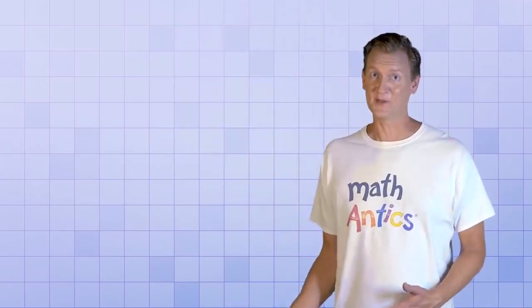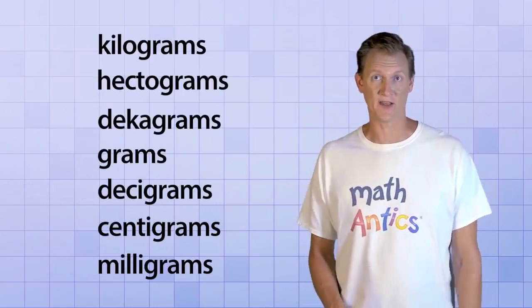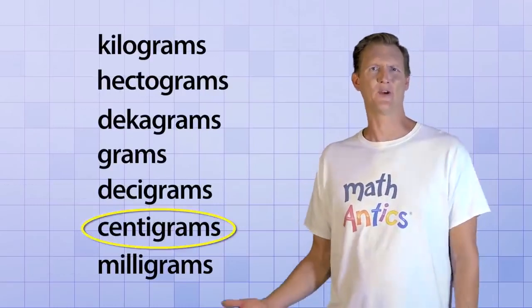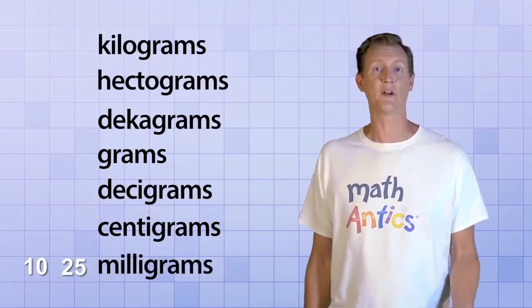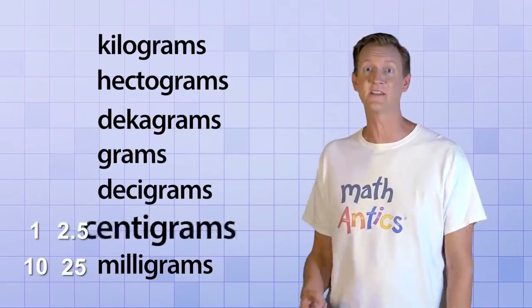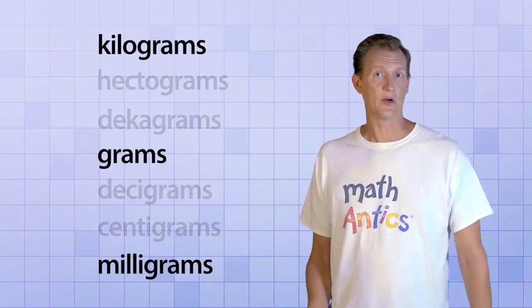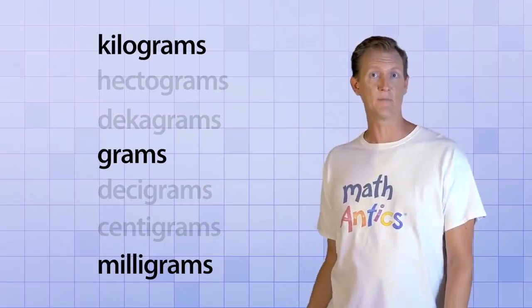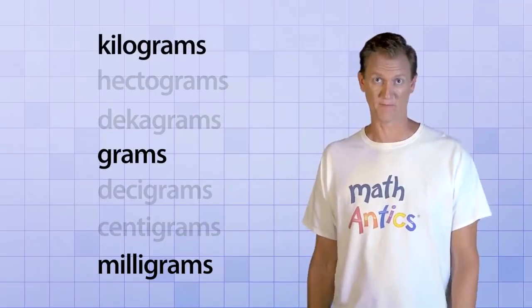But, as was the case with units of length, many of these units of mass are not used as often as the others. For example, centigrams aren't as popular because people will usually just say 10 milligrams or 25 milligrams instead of 1 centigram or 2.5 centigrams. The units of mass that you'll most commonly encounter in everyday life are the milligram, the gram, and the kilogram, so make sure you're familiar with those.